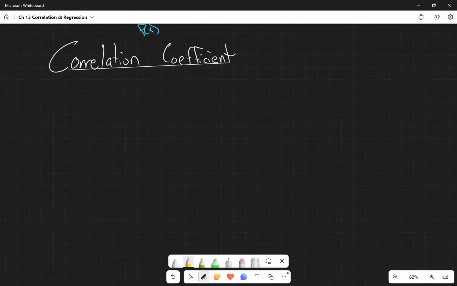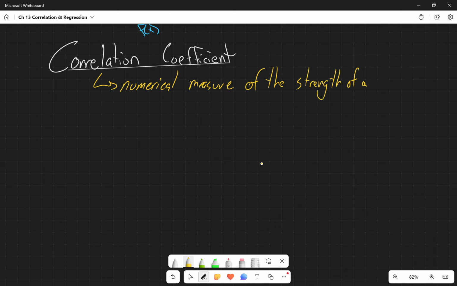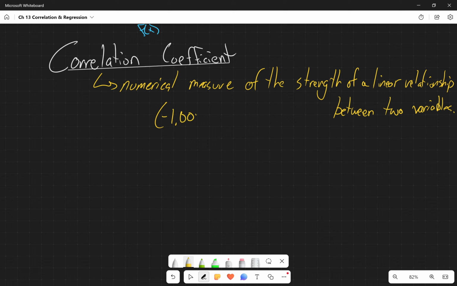So the correlation coefficient is a numerical measure of the strength of a linear relationship between, obviously, it's the whole chapter, right? Two variables. So this can range between negative 1.00 and positive 1.00.